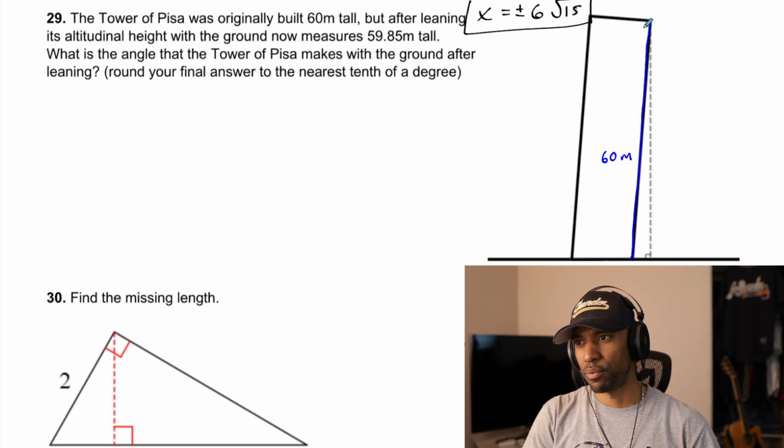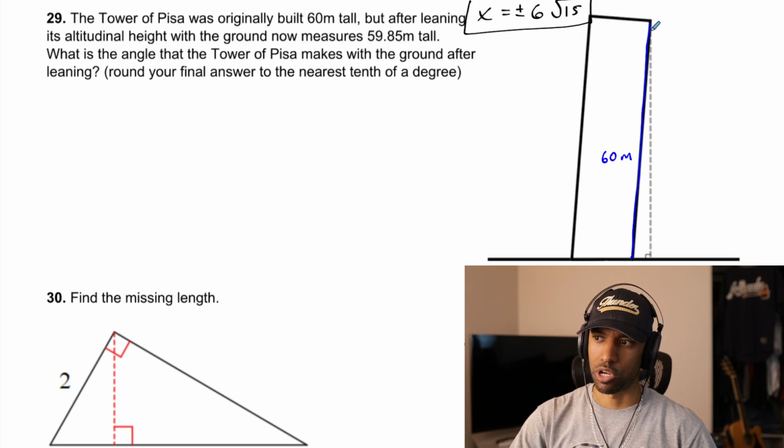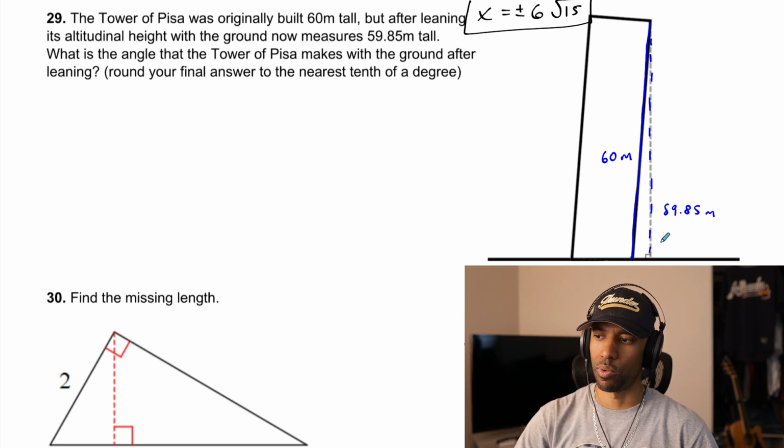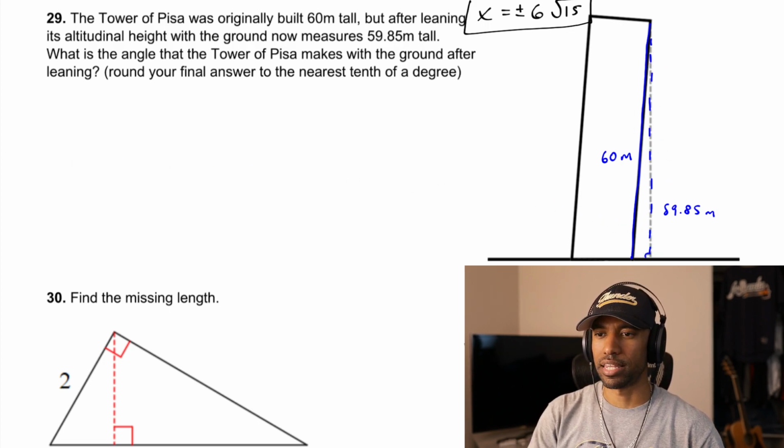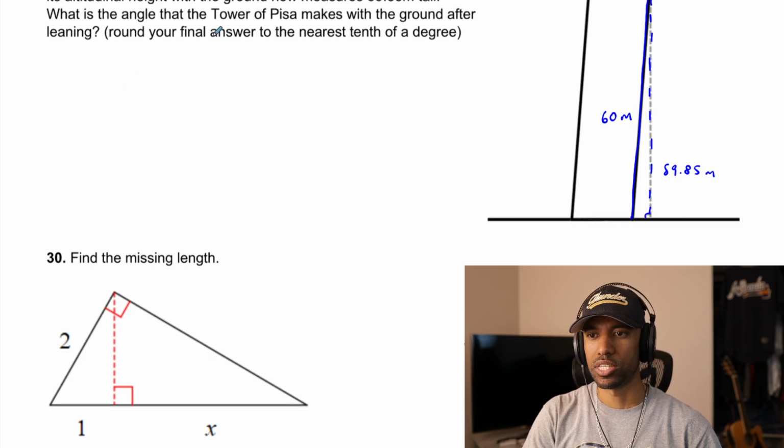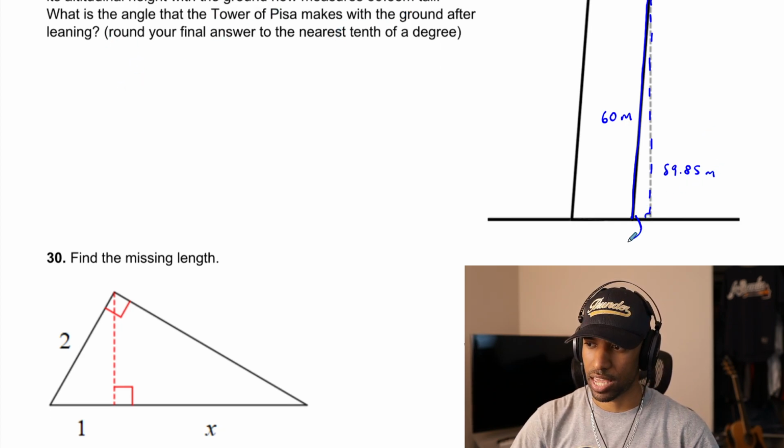Now its altitudinal height with the ground after leaning. Like if someone said, hey, how tall is that? Just looking straight up, guys. This part right here, this is the 59.85 meters. Now, this is a small right triangle right here, right? It's slim. Very, very slim. And now they're asking, or I'm asking, what is the angle that Tower of Pisa makes with the ground after leaning? So now that it's leaning, what is this angle?